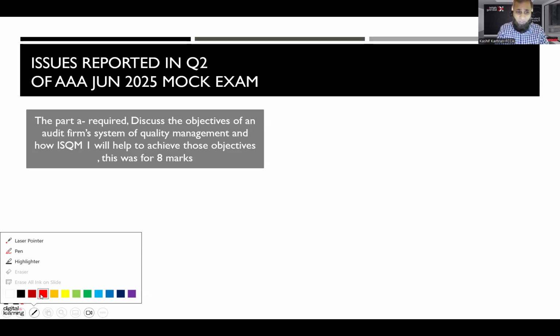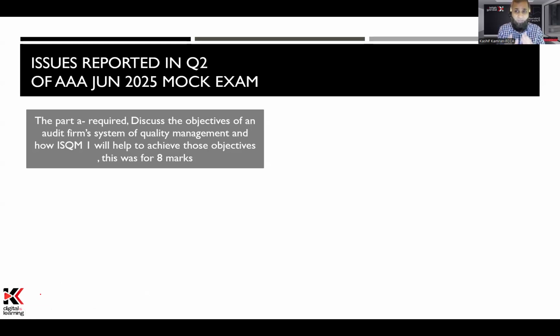Look at this question. This question was asking two things, and the problem with the student was they only focused on one. The first thing the question was asking was to discuss the objective of a firm's system of quality management. What is the objective of the quality management system? Then there was a big 'and', and that's the problem with the student. They overlooked this word 'and'. After the 'and', the examining team was asking how ISQM1 will help achieve those objectives. So the objectives are to be put in the first part, then how ISQM1 will help achieve those objectives.